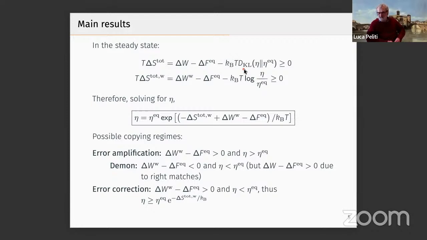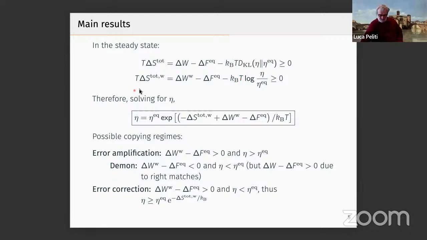If it were at equilibrium, there would be a certain amount of incorporation errors. If you want to have a chain which has a lower amount of incorporation errors, then the Kullback-Leibler divergence is positive, and you have a reduction in entropy of the chain with respect to the equilibrium chain. And this must be taken into account in the total balance. Since this is a negative term, it means that the work that you have to spend, delta W minus delta F, will be larger when you want to reduce the number of errors in the incorporation.